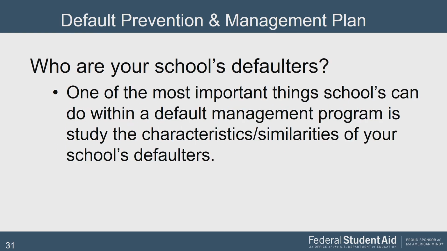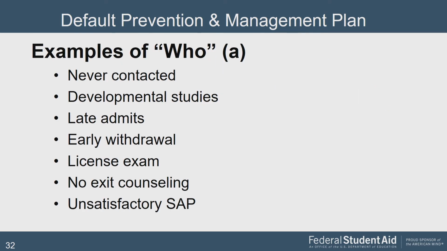So who are your defaulters? One of the most important things a school can do with the default management program is to study those characteristics, and you've got data all over the place. You've got data up the yang on your students that you can use to develop characteristics. Never contacted, developmental studies issues, early withdrawals, licensure exam program, exit conferencing, unsatisfactory. You've got admissions data, you've got FAFSA data. You've got data, folks. You've got historical data. Do an analysis to figure out who your defaulters are, the characteristics of your defaulters.